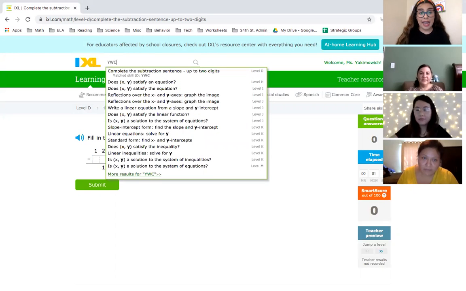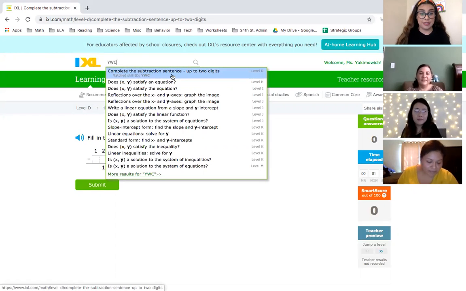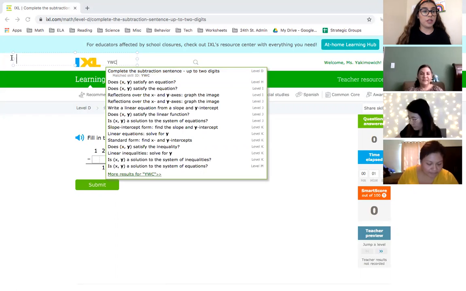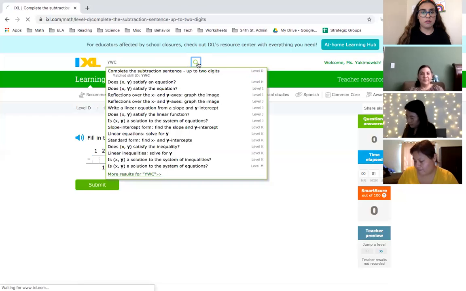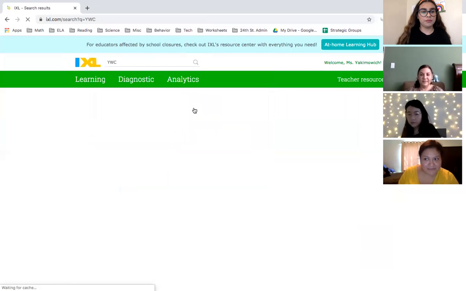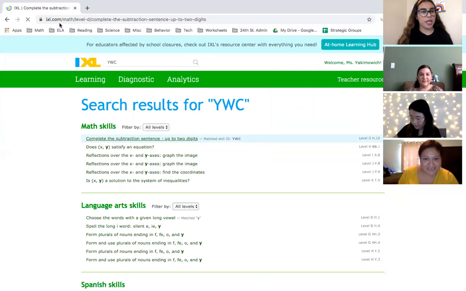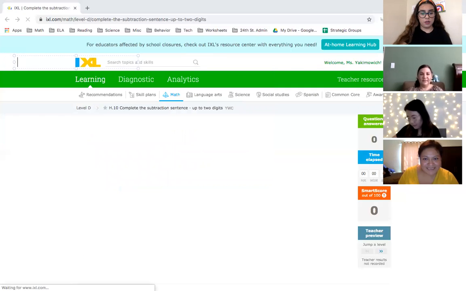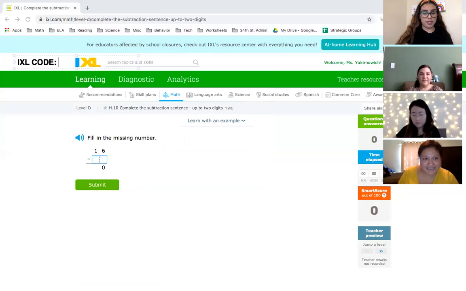And it should say, complete the subtraction sentence up to 2 digits. That's the one that you will be clicking on, and I'm going to put the code right here for us so that you know what it is. Hold on 1 second. Let me get out of this. There it is. Now I can put the code in. So the iXL code is YWC. Right? Yes, YWC. So what we're doing today is finding a missing number.